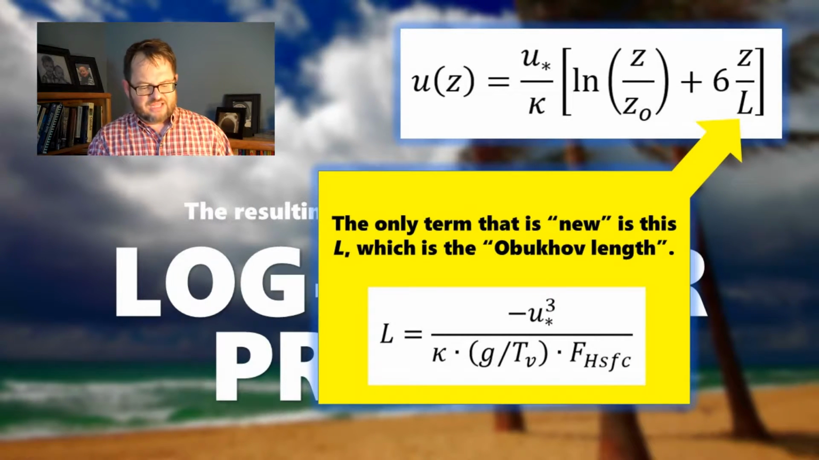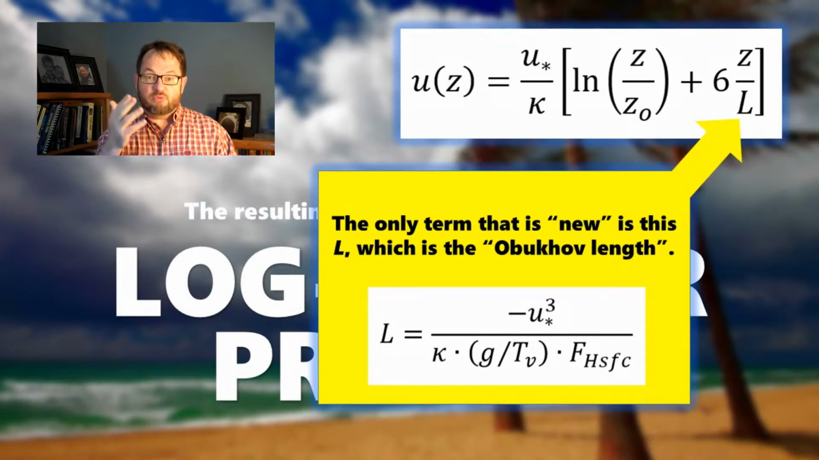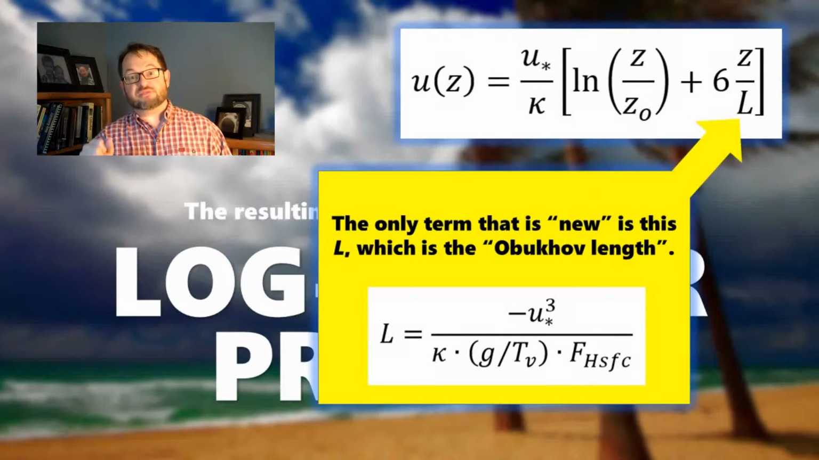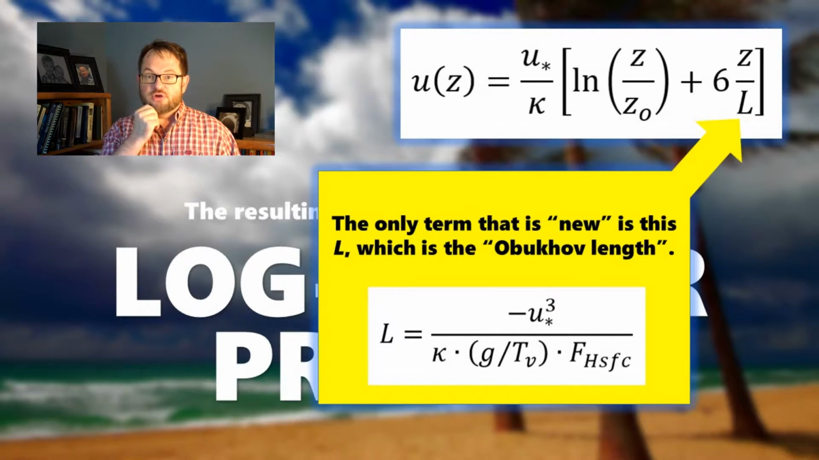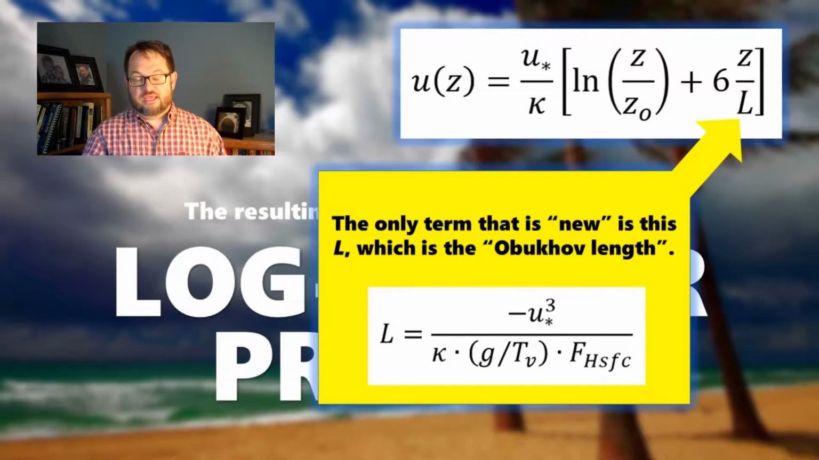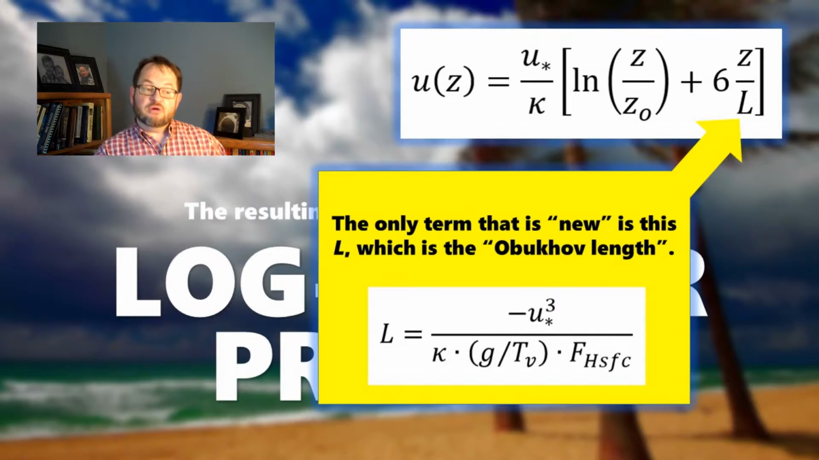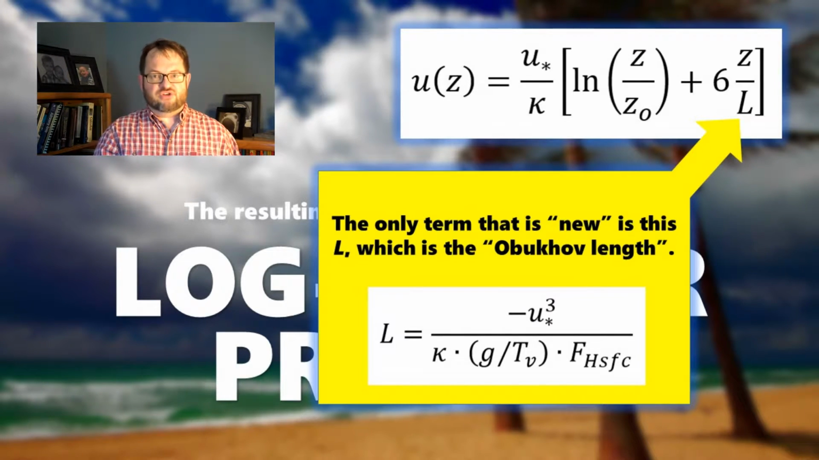Everything else is the same. U star is the friction velocity, kappa is the von Karman constant, Z naught is the aerodynamic roughness length. The only thing that's new here when we're figuring out the wind speed U with respect to height Z is this L, which is the Obukhov length. Now, later on in the book, there's a whole bunch of understanding about Obukhov length and Obukhov theory and so on.